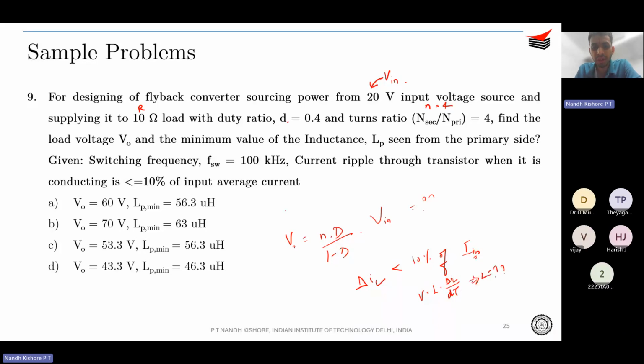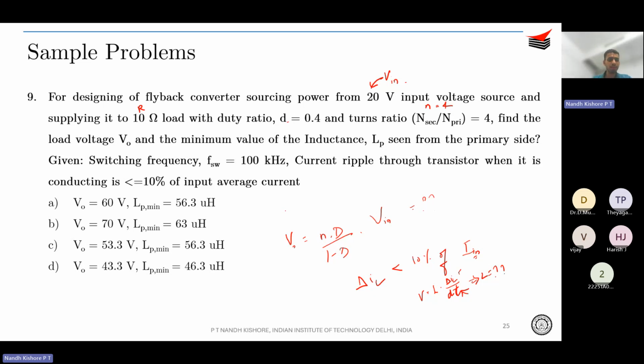So again, the relation is pretty simple. V is equal to L di by dt. You just need to know what is di. You need to know what is dt. And you get the answer. Simple, right? The question seems to be bigger, but it is actually a simple problem.